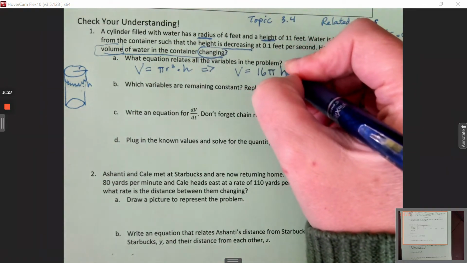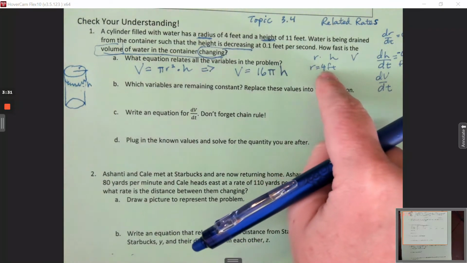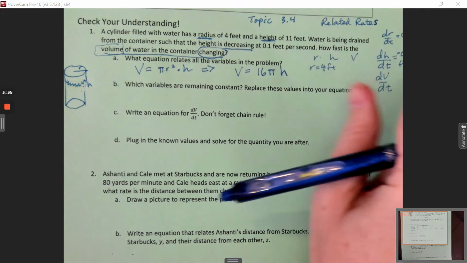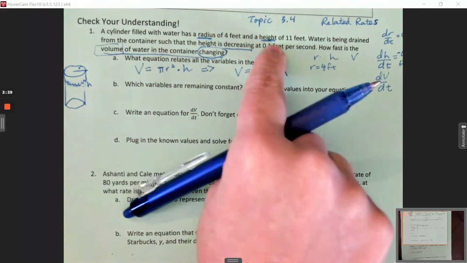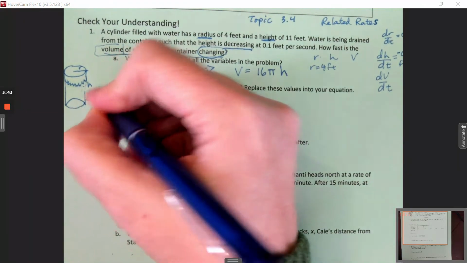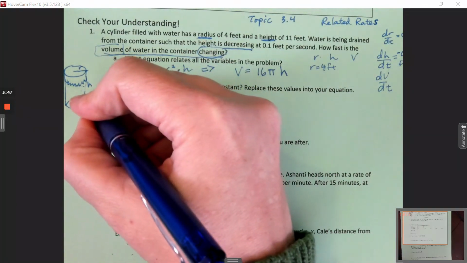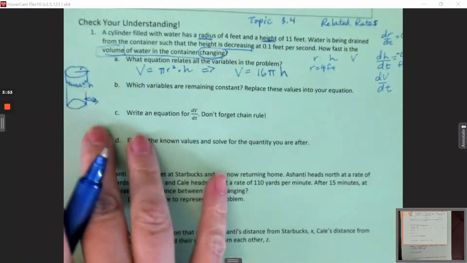And so that's the equation I'm going to use. I went ahead and put in the constant radius because it is not a variable. Variable means changing, and radius is not changing. And even though the height of my cylinder is 11, there's water in it, and the water's pouring out, probably from the bottom, by the way. Usually there's a spigot here that will let the water out, because you can't drain it from the top. But anyway, water's pouring out of it.